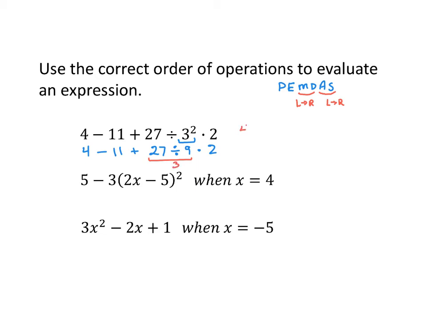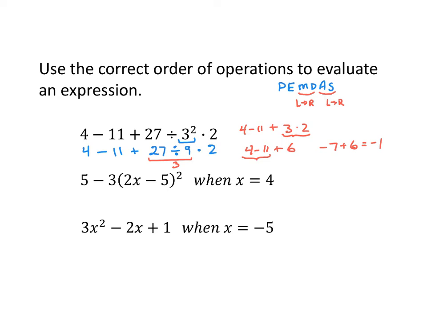So now we have this 4 minus 11 plus, the answer to that was 3, but we still have this times 2. So now we have 3 times 2. So now we have 4 minus 11 plus 6. And here we have subtraction and addition only, so we're going to go left to right. 4 minus 11 is negative 7. And negative 7 plus 6 would be negative 1.